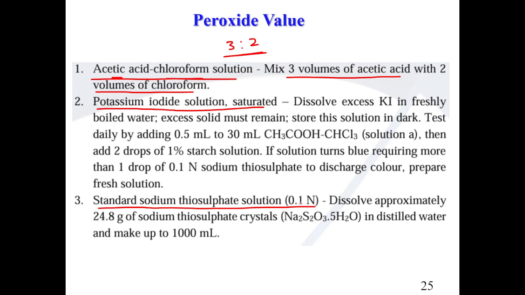That may be 0.1 normal we can prepare, or 0.01 normal depending on the peroxide content in the sample, or depending on the storage, or depending on how much rancidity has taken place in the sample. We can prepare 0.1 or 0.01 normal standard sodium thiosulfate solution. Now this standard sodium thiosulfate solution we have to always standardize with potassium dichromate, that is K2Cr2O7. So dissolve around 24.8 gram of sodium thiosulfate crystals in distilled water and make up the volume to 1000 ml to obtain 0.1 normal, and then we will standardize it using the potassium dichromate.